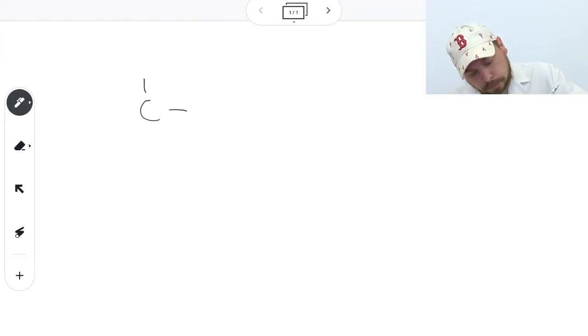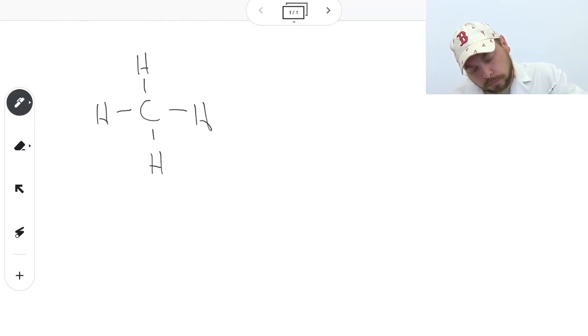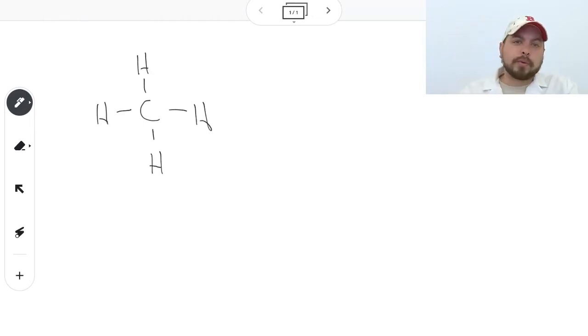So we're going to start with methane, CH4. And then we're going to replace in this molecule two of the hydrogens with two fluorines.